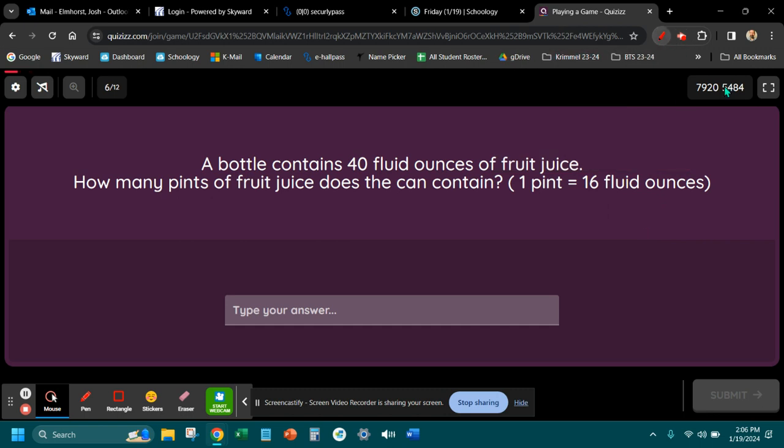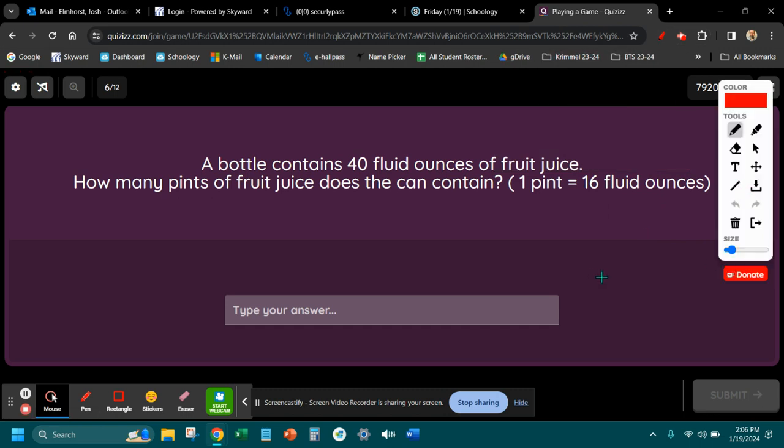Okay, now the next one, we can use a proportions table to help us solve. The given context has the conversion chart over here. 1 pint is 16 ounces. So we have 16 ounces and 1 pint.